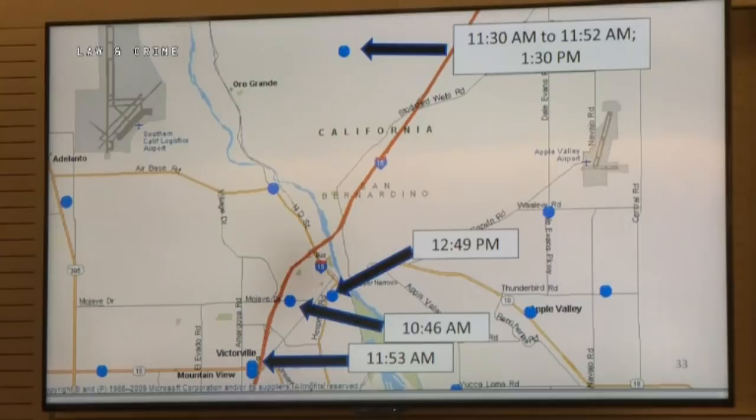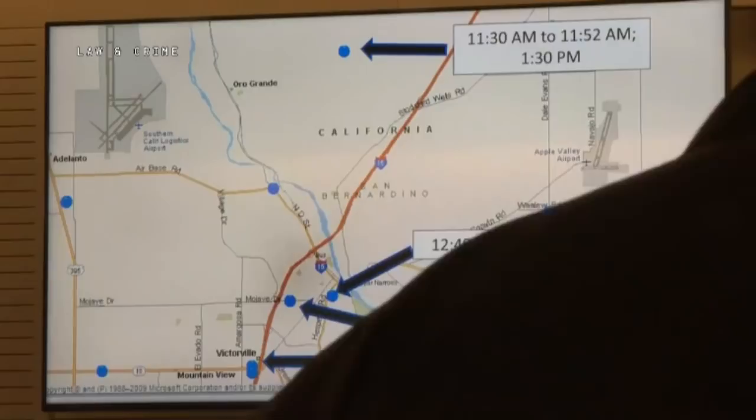Okay. Well, to be precise, that area you're describing as Oro Grande is quite a large area on that map, is it not? Yes, that particular cell tower is on top of a fairly large map. So Oro Grande on exhibit 475 is to the left of the cell tower that you're indicating was hit at 11:30, 11:52, and 1:30. Yes, that's correct.